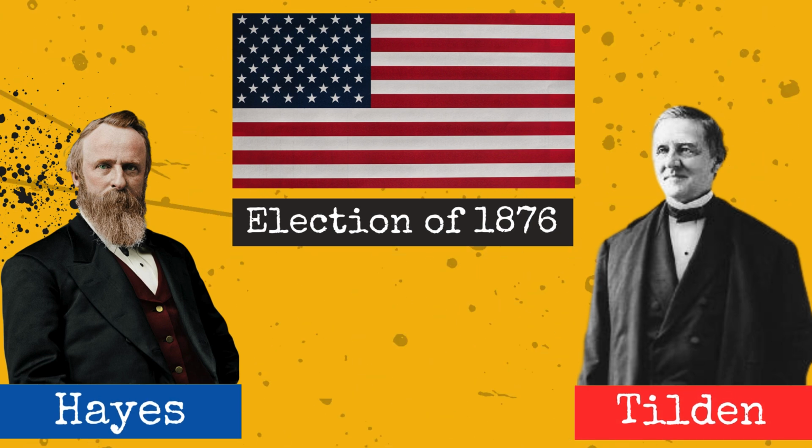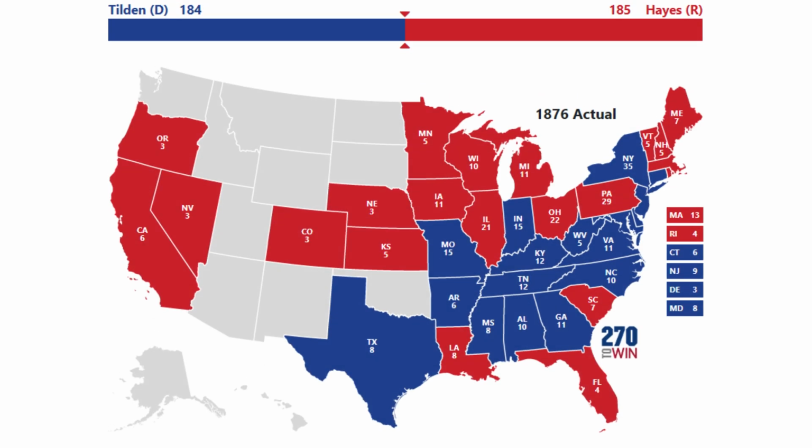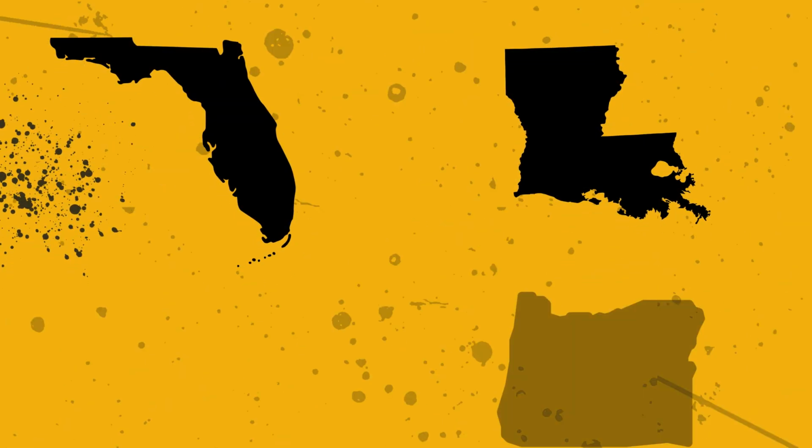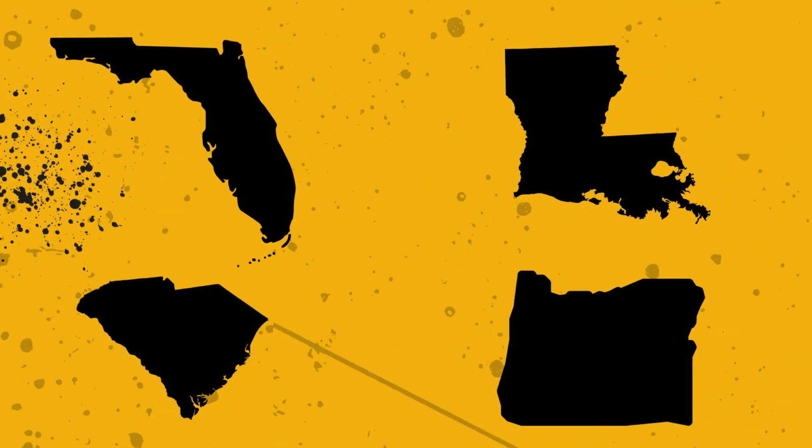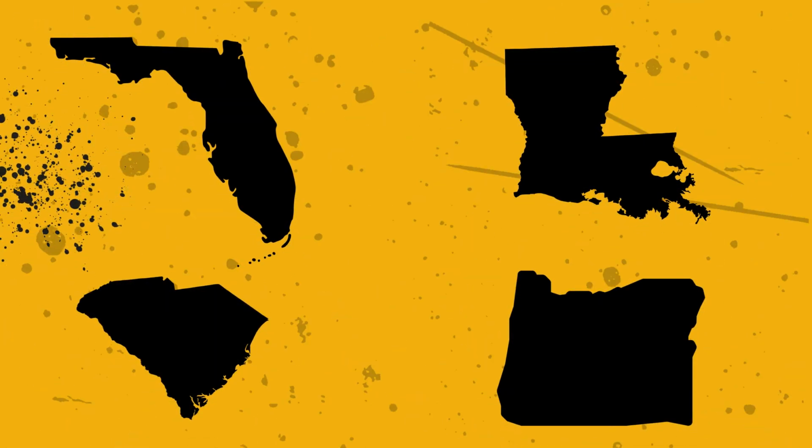Number 2, the 1876 election between Rutherford B. Hayes and Samuel J. Tilden. One of the most disputed elections, Tilden won over 50% of the popular vote and 184 electoral votes, just one shy of the majority. However, 20 electoral votes from Florida, Louisiana, South Carolina, and Oregon were contested.